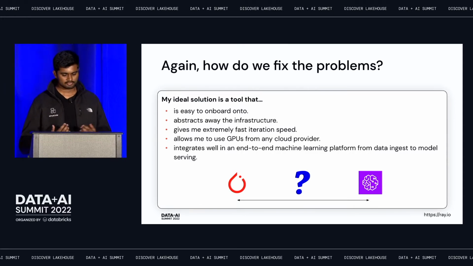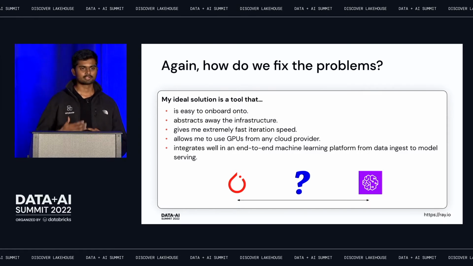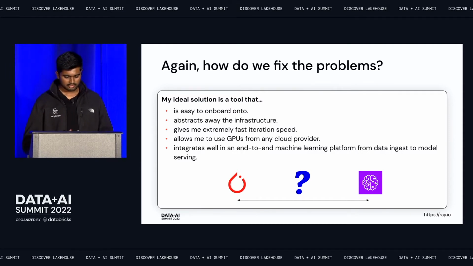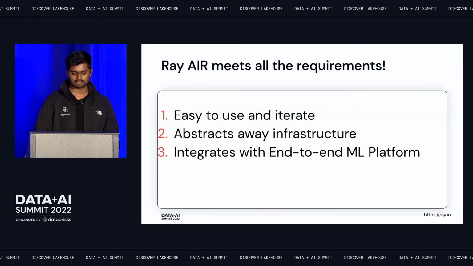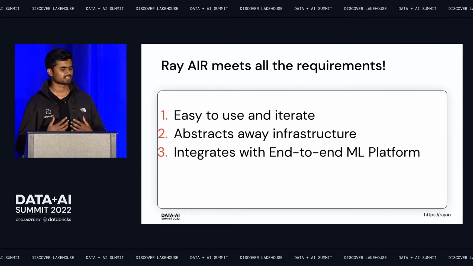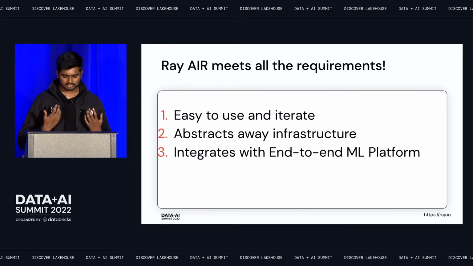I want to be able to use GPUs from multiple cloud providers, and I want to be able to iterate quickly. That's the nature of deep learning work. Lots of experimentation, lots of trying stuff out. I need to make sure I can do that very quickly. And as Anthony mentioned, finally, we need to integrate well with an end-to-end ML platform and make sure every component is scalable. So Ray AIR meets all of the requirements. It's very easy to use and iterate. It abstracts away the infrastructure, and through the Ray libraries as well as integrations with other open source machine learning libraries, you can easily build an end-to-end ML application or platform with Ray AIR and its integrations.